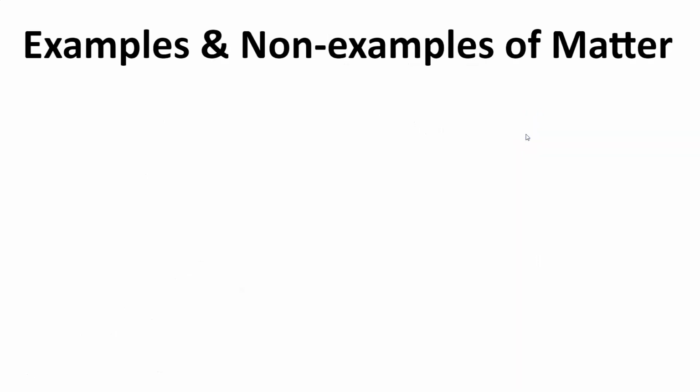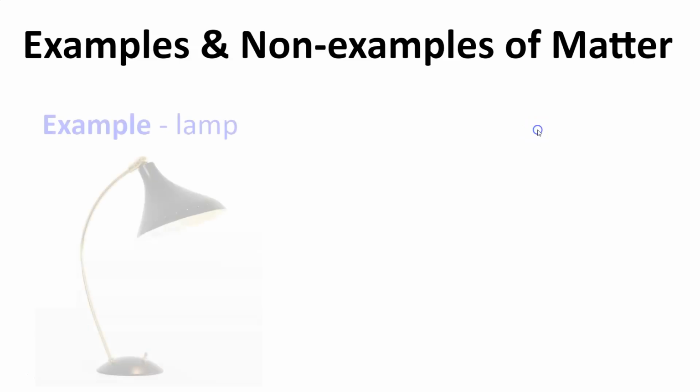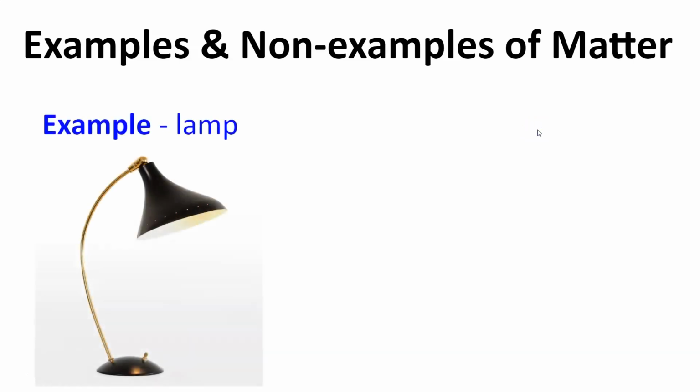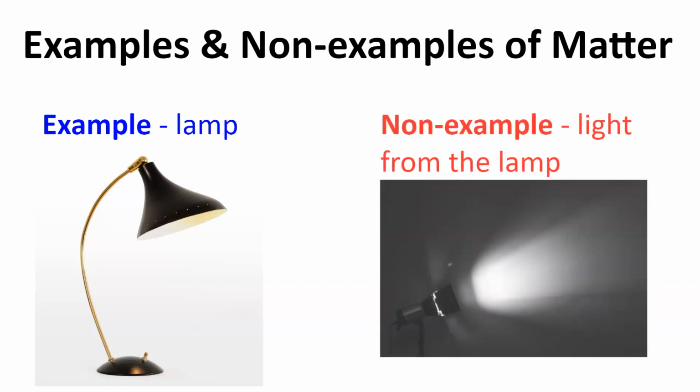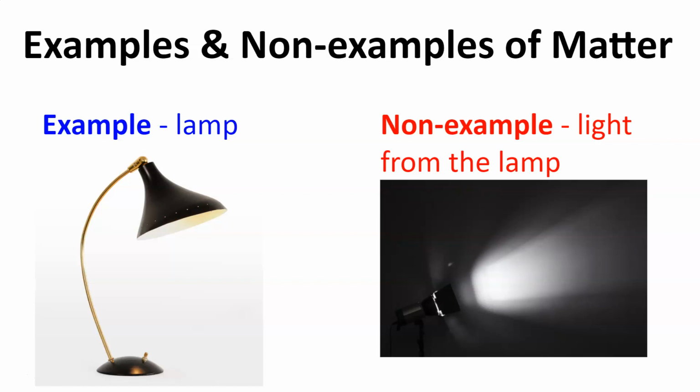Let's solidify this idea a little bit further by looking at some examples of matter, so things that are matter, and non-examples of matter, so things that are not matter. First example is a lamp. You can weigh a lamp, and you can also measure its volume, and so a lamp would be an example of matter. Whereas light from the lamp is a non-example because you cannot weigh it, and it doesn't have volume.